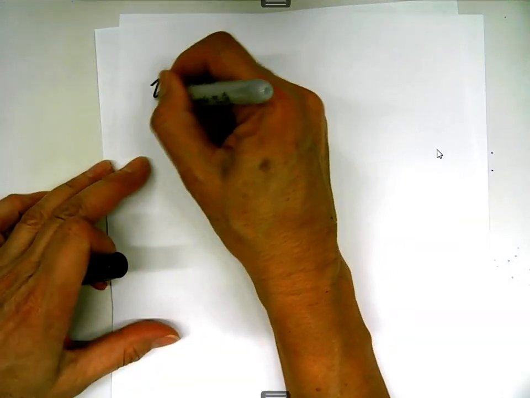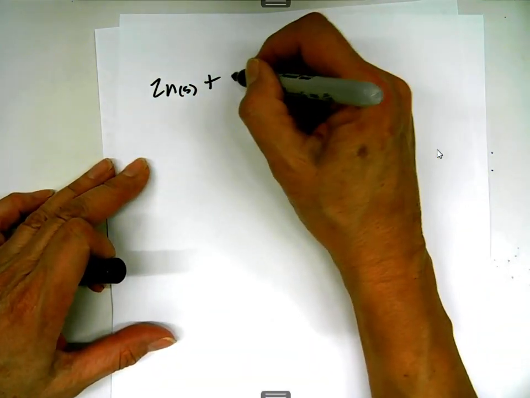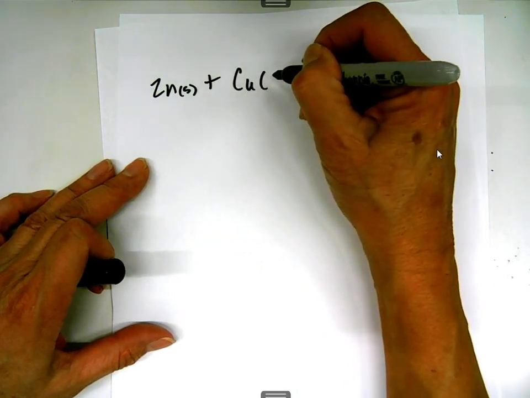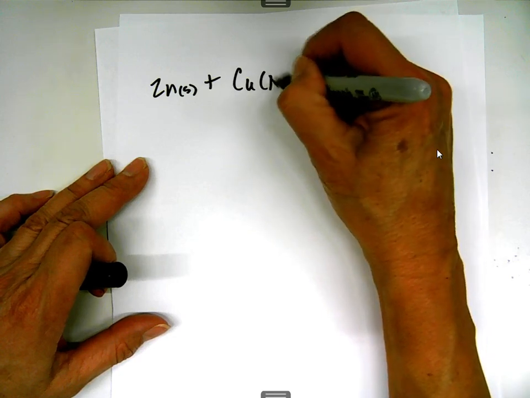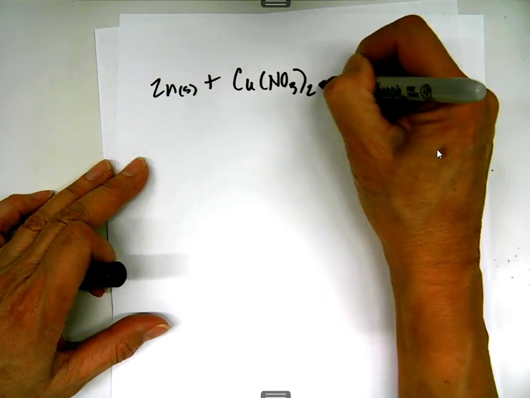So we look and say, what has to be in that beaker? I'm going to start out with zinc metal, right? Zn solid, plus my solution, I believe, was copper nitrate, right? Was it Cu(NO3)2? Just Cu(NO3)2. Alright, so there's my aqueous solution.